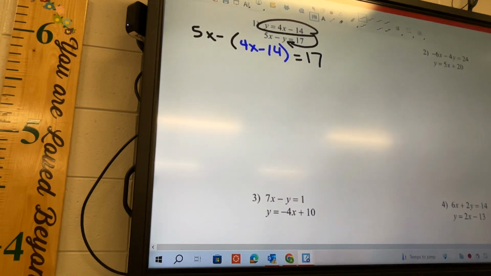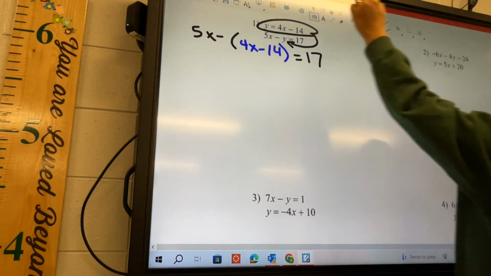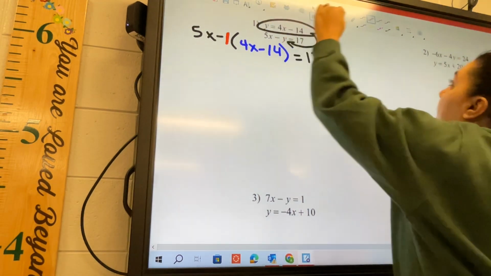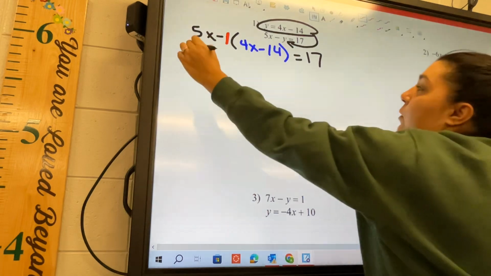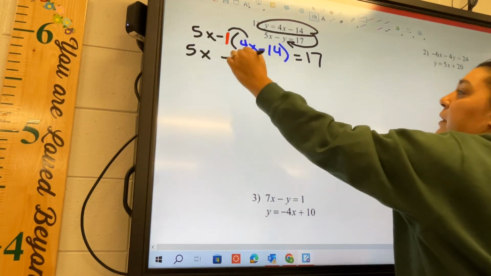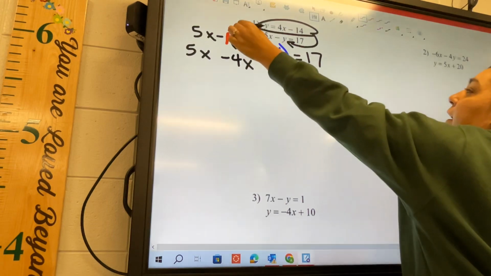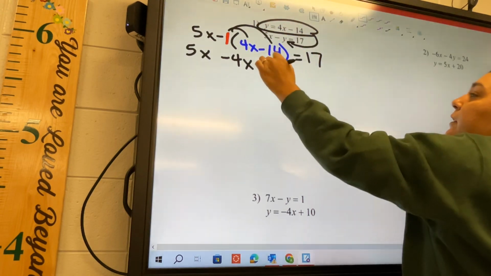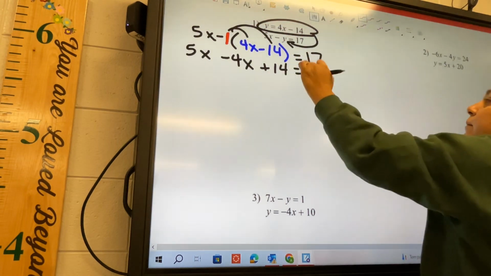equals 17. Okay, to make your life a little bit easier, I would put a 1 in front of that parenthesis, in between that negative and that parenthesis. Okay, so right here you can actually put a 1 because that's what's going to get distributed there. Okay, so we're going to get 5x. Negative 1 times 4 is going to be negative 4x. Negative 1 times negative 14 is going to be a positive 14.